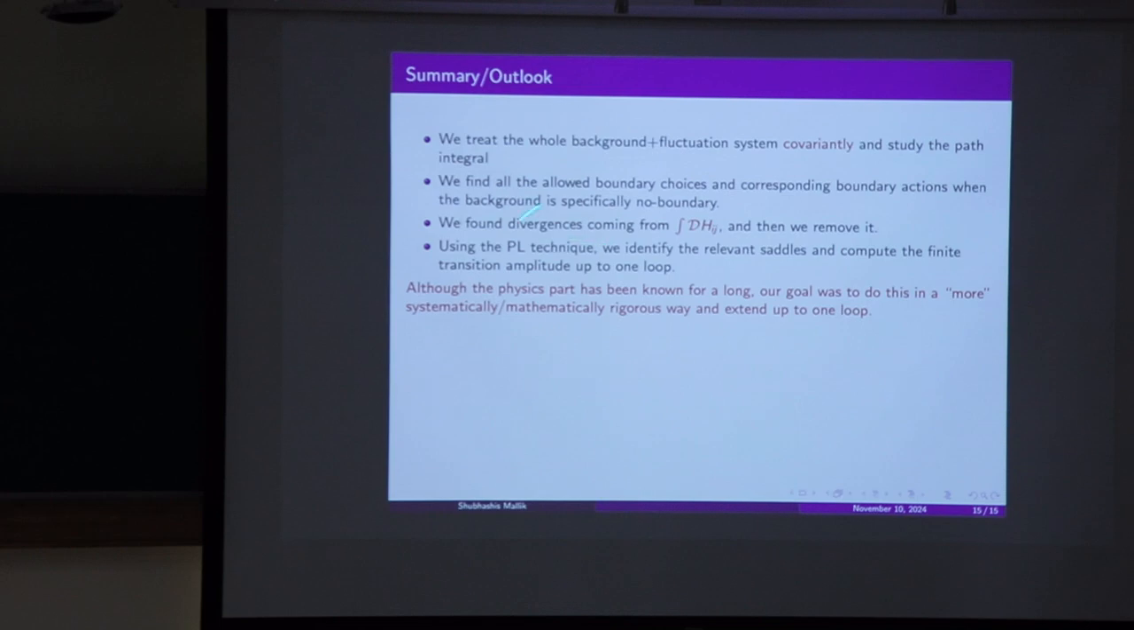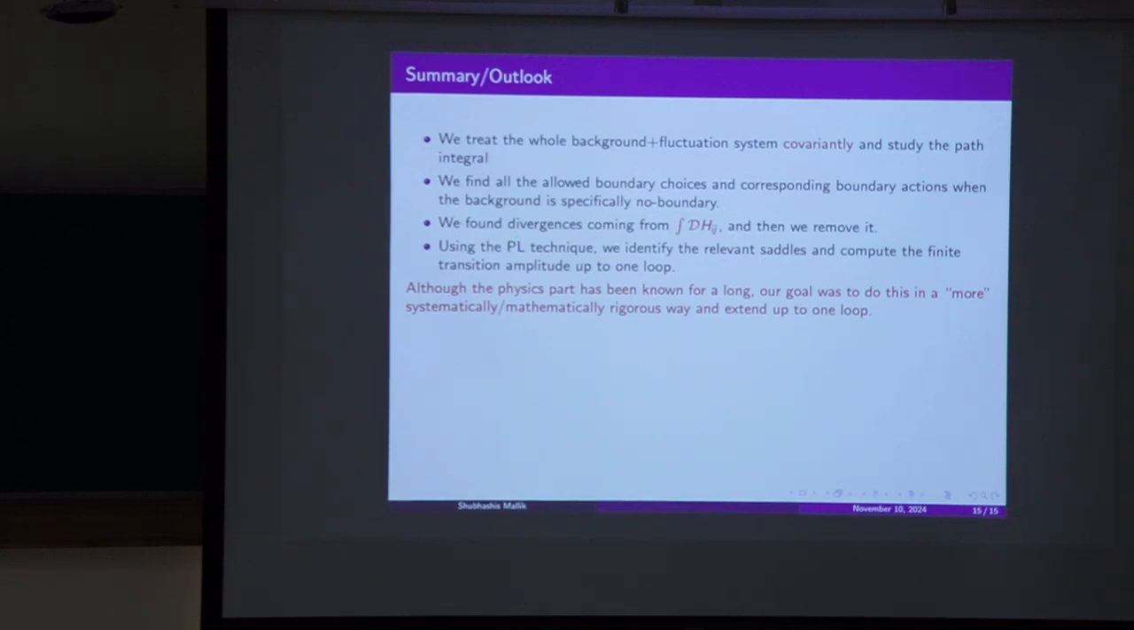Now this is the summary. What we have done is treat the whole background plus fluctuations covariantly and study the path integral. We find all the allowed boundary choices and the corresponding boundary action, specifically when the background is no boundary. We found some divergences coming from this path integral, H_ij, capital H_ij, and we remove them by adding appropriate counterterms. Using the Picard-Lefschetz technique, we identify the relevant saddles and compute the finite transition amplitude up to one loop.